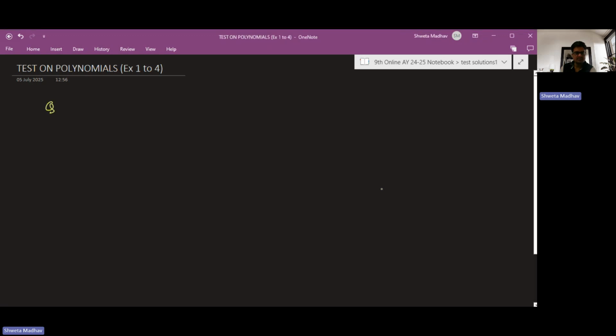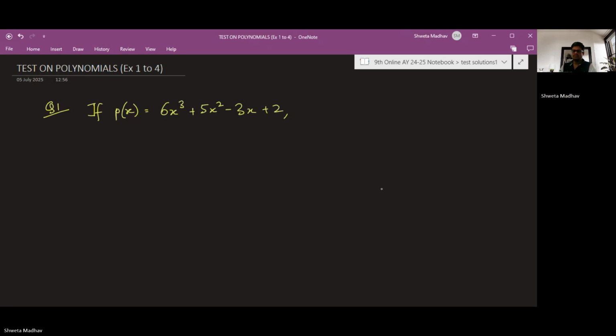So in question number one, it has been told that if p of x equals 6x power 3 plus 5x square minus 3x plus 2, then you have to find the value of p of minus 1.